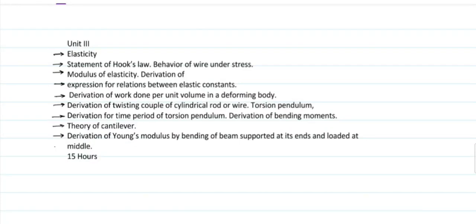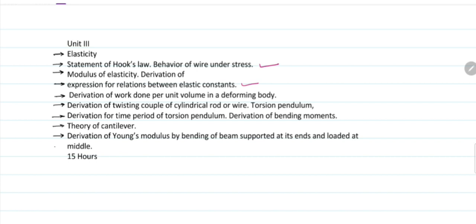Dear students, today we are starting a new chapter, that is elasticity, which is a 15-hour chapter. So what are the key points we are going to study in this chapter? That is the statement of Hooke's law and behavior of the wire under stress, and modulus of elasticity and derivation of the expression for the relation between the elastic constants.